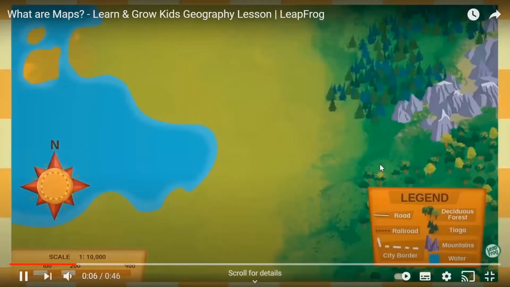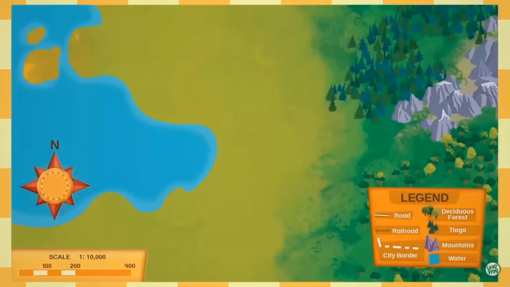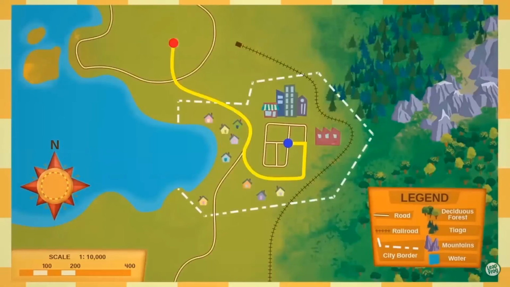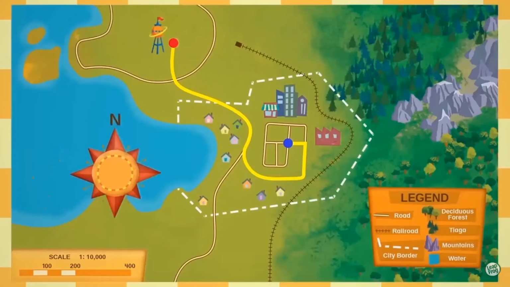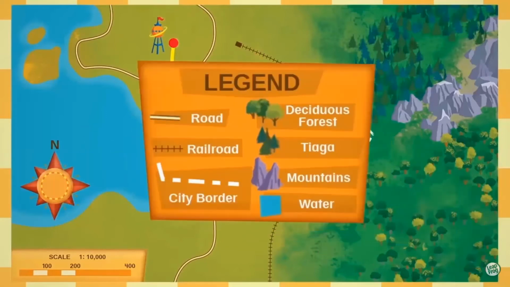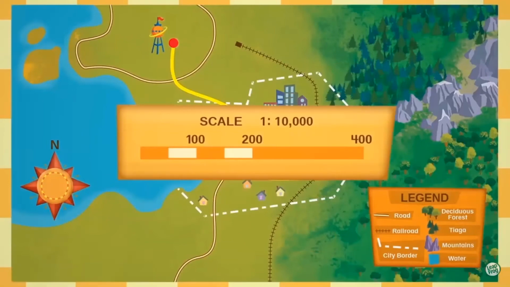Maps show us where we are and where we need to go. A map shows places like countries and cities, and also roads and famous landmarks. On a map, you might see a compass rose that tells you which way is north. The legend tells you what all the symbols mean. And to find the distance between two places, use the map scale. It looks like a ruler.